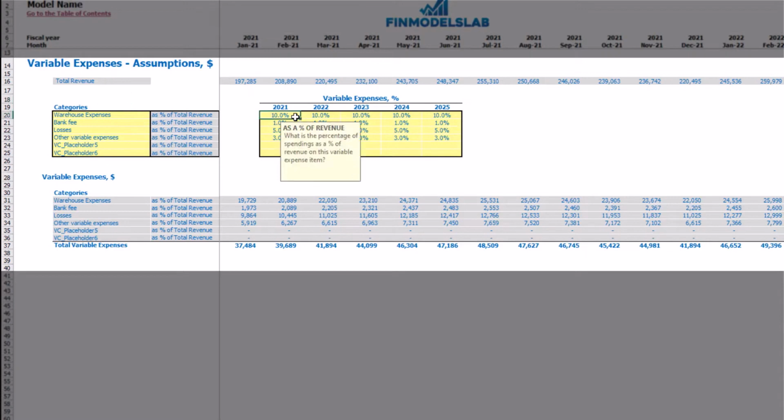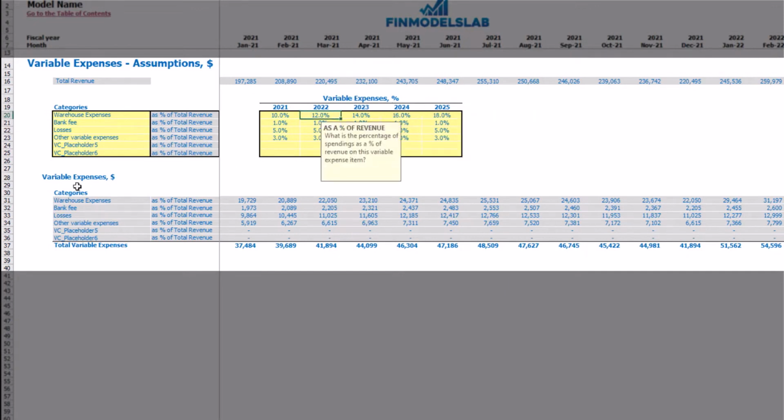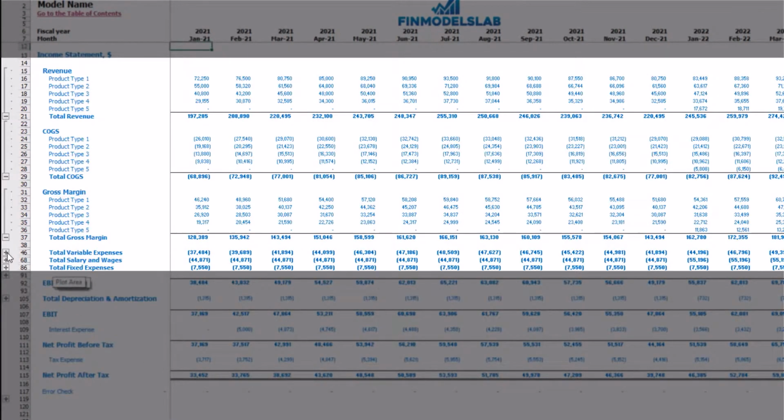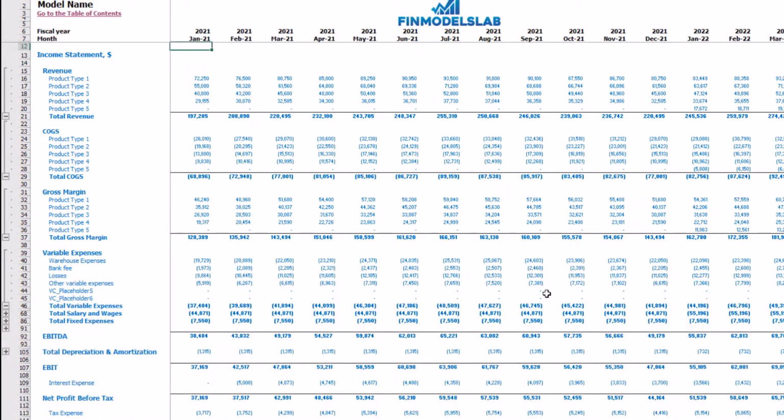So 10% means that for warehouse expenses in 2021 you will pay 10% of your total revenue. It can grow over time, for example 12%, 14%, 16%, 18%, or you can decrease this percentage over time, 9, 8, 7, 6. Below you may see the calculation of these variable expenses. And finally, the income statement. Under the variable expenses category you may see the line items and monthly values for your variable expenses.